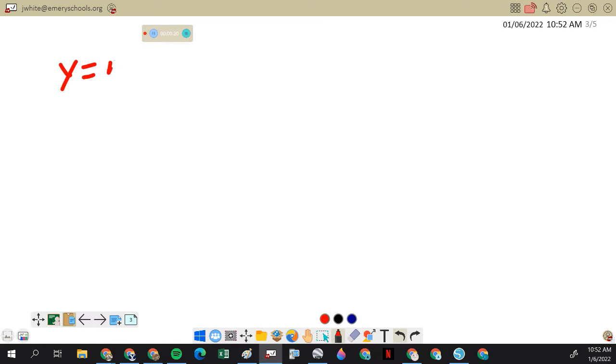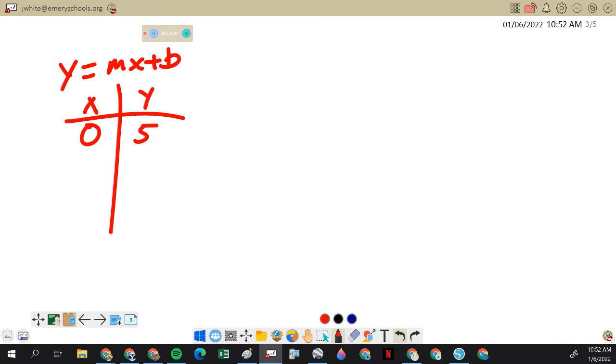So y equals mx plus b. Let's say my mom decided I needed an allowance, and I looked in my piggy bank today, day 0, and there are $5 in my piggy bank. Every day, my mom gives me $2. So after 1 day, I would have 7, and after 2 days, I would have 9. What equation represents this situation?